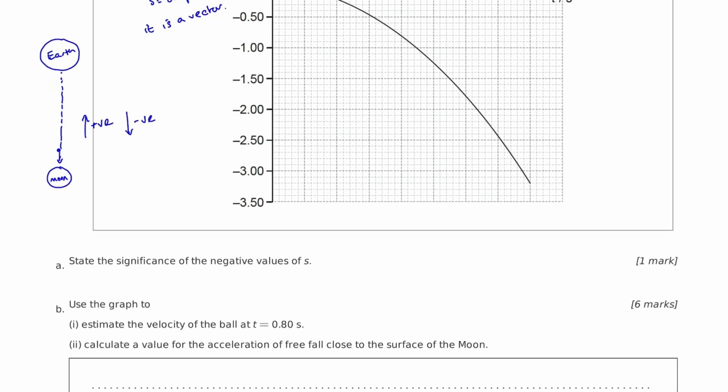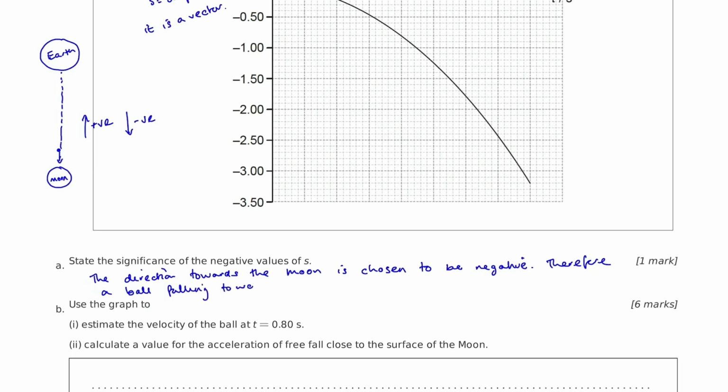So for this answer, we'll write it down underneath here. The direction towards the moon is chosen to be negative. Therefore, a ball falling towards the moon will have negative displacement.